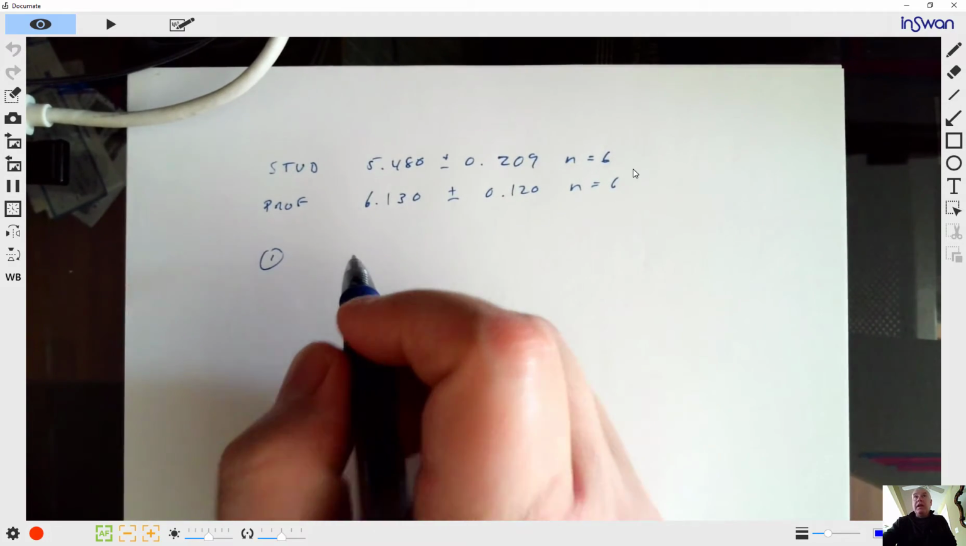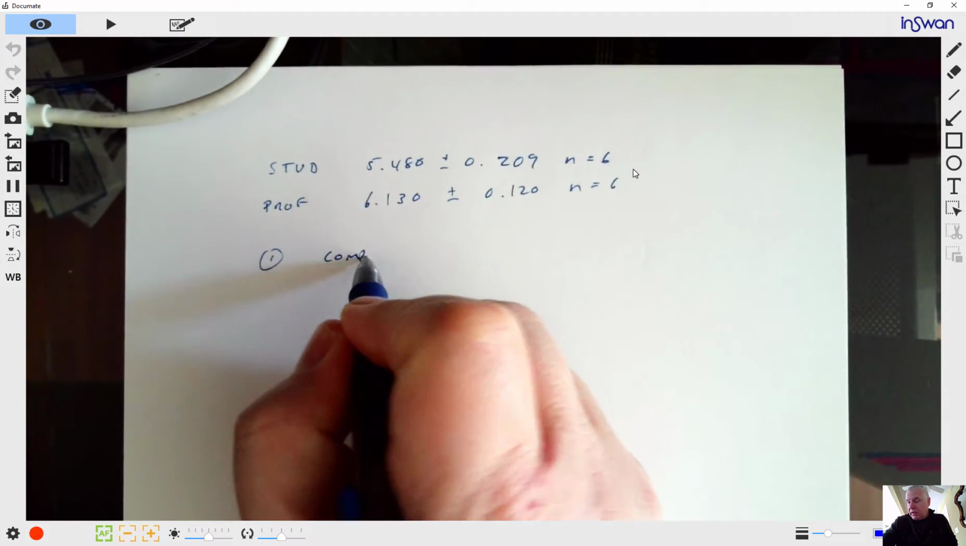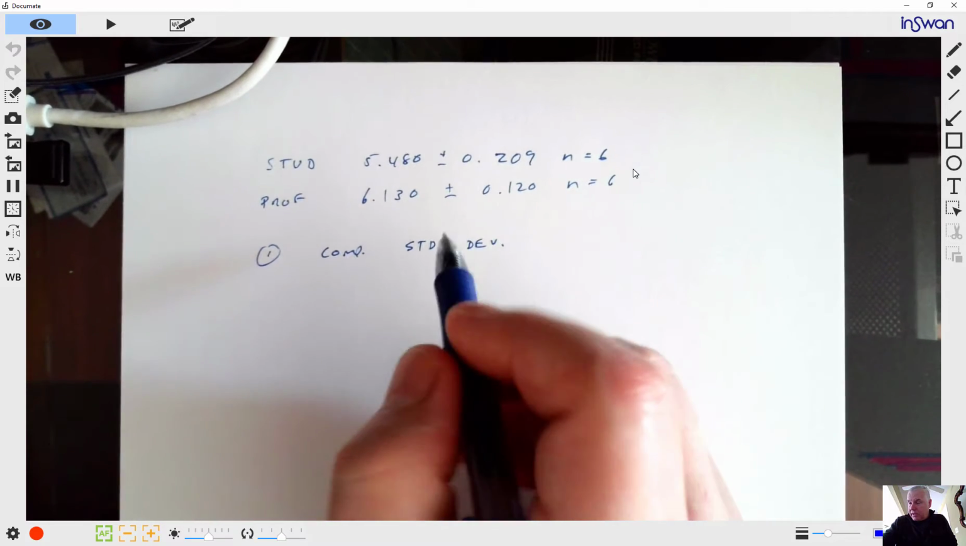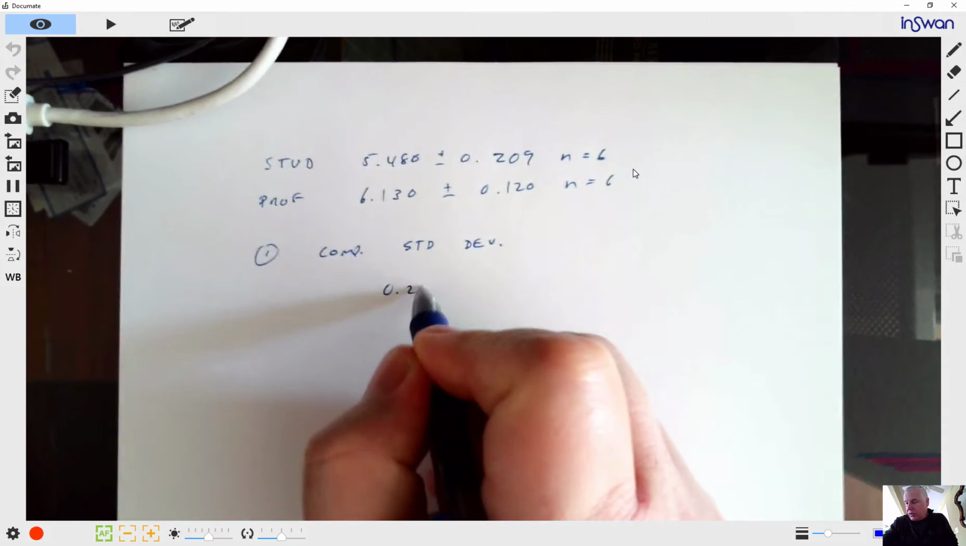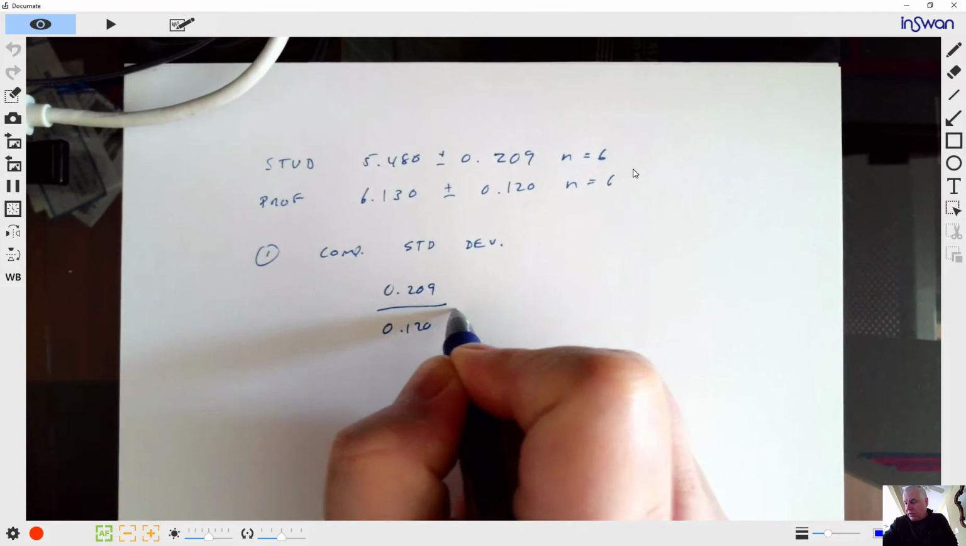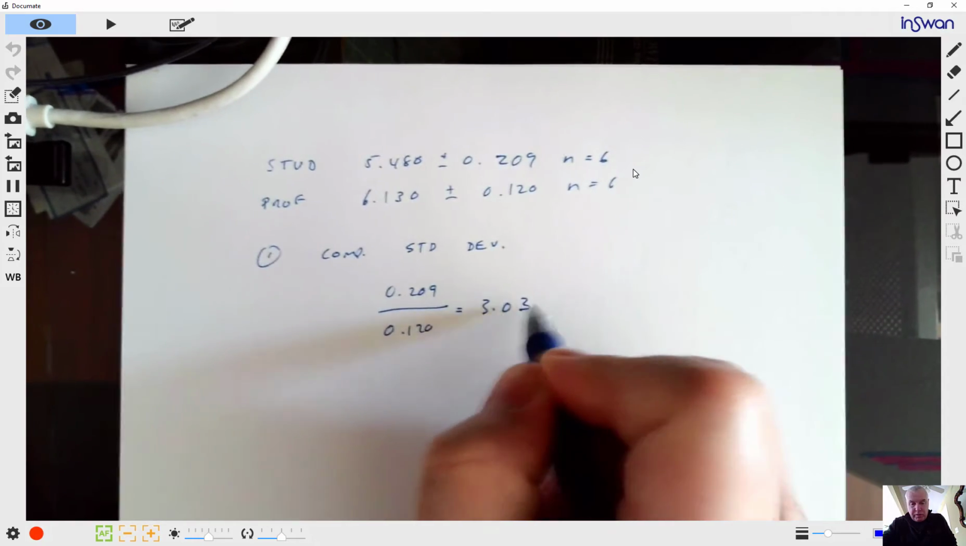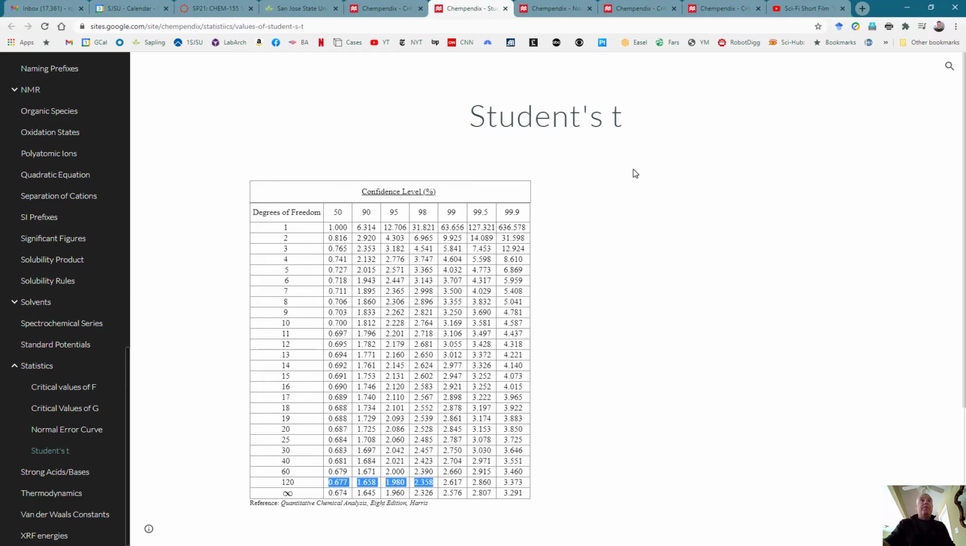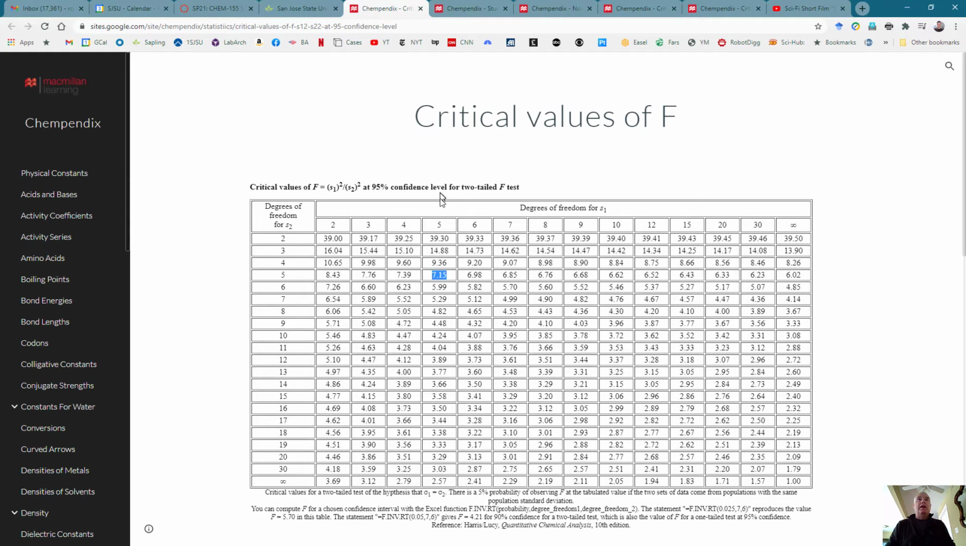And the first thing to do is to compare the standard deviations. And so that we do by dividing them such that the quotient is above 1. 0.209 divided by 0.120 is equal to 3.033. And we're going to compare that to an F table here. The F table is for 5 and 5. So it's 5, 5, F. And we're going to look at 95% confidence. And this is a whole table for 95% confidence here. And so that critical value is 7.15.